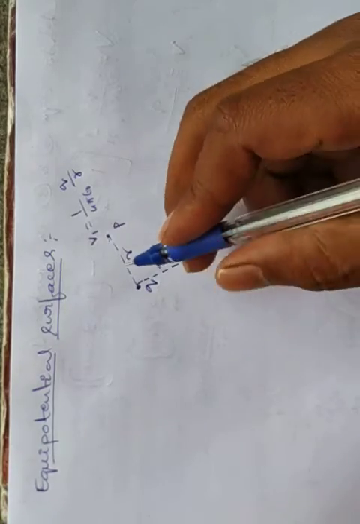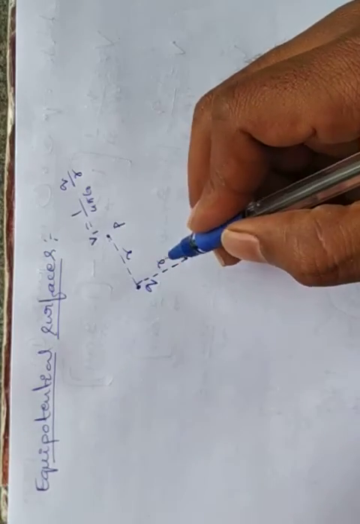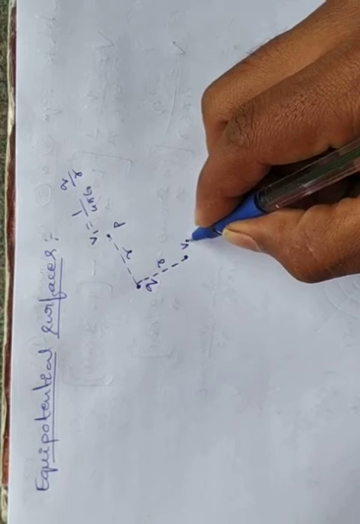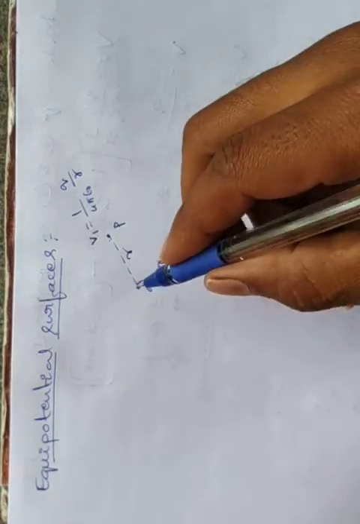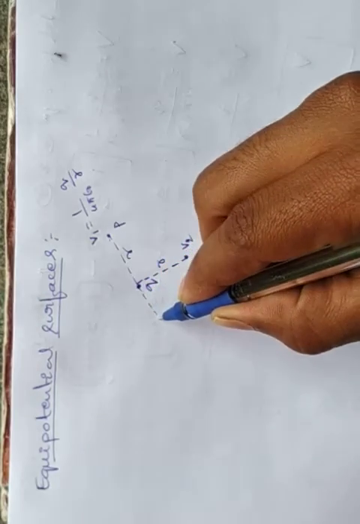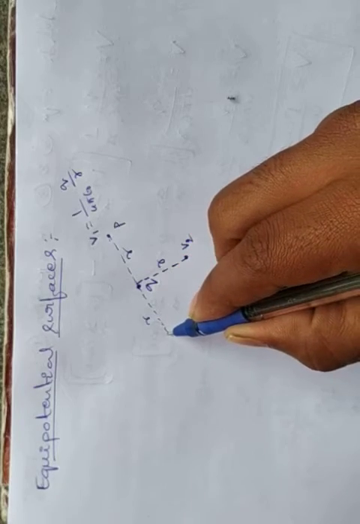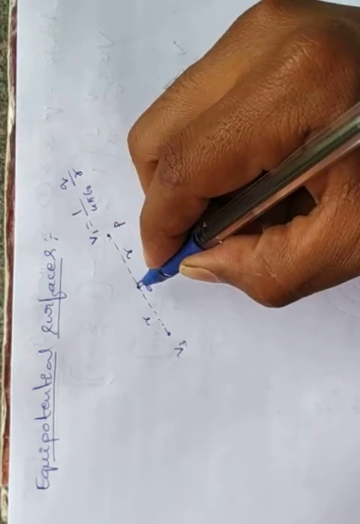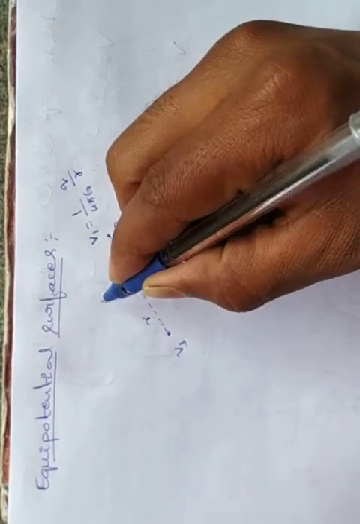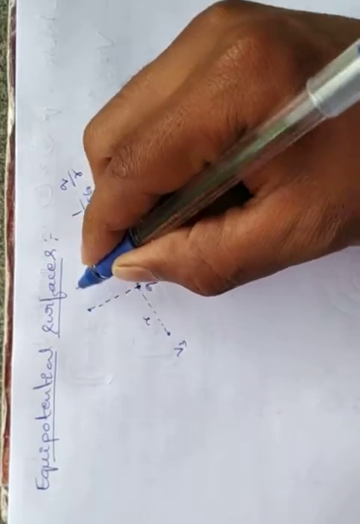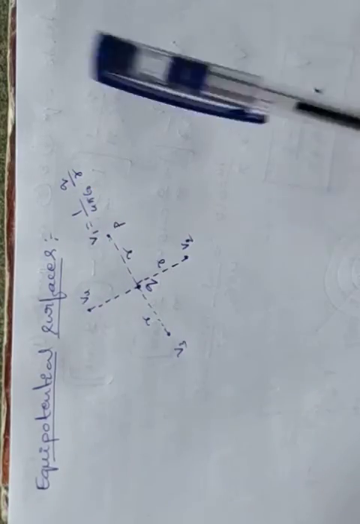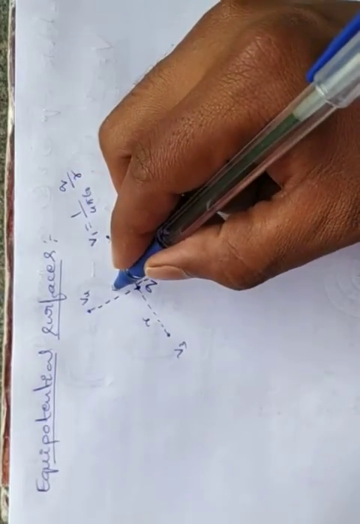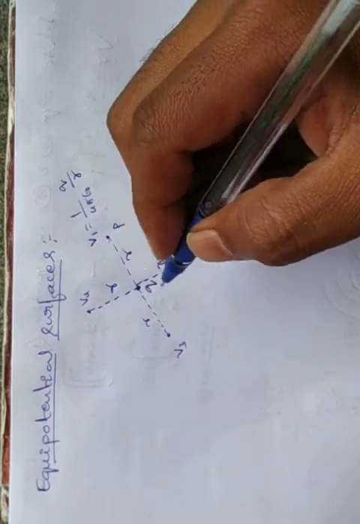So what do I do? At another position, at the same distance, I measure the potential. That I take as V2. Again, I will measure on the other side with the same distance R. So again I get the potential V3. Like this I will measure the potential in all the directions like a sphere, and I get V4. Not only in this direction, but in all directions with the same distance R.